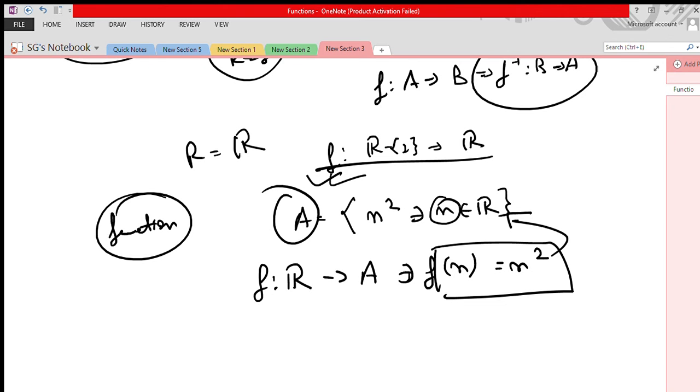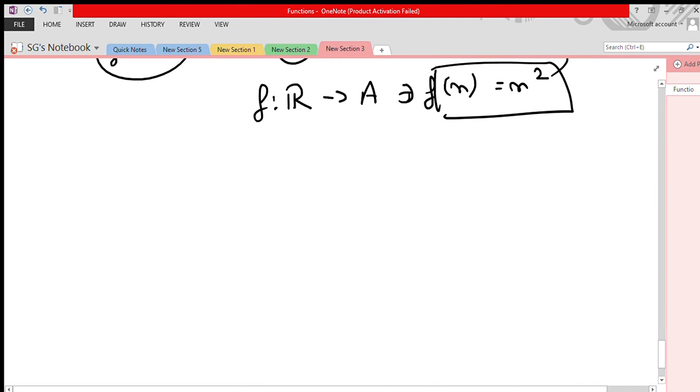Now there are some arbitrary functions which are a bit of exceptions. For example, you have something called a signum function.